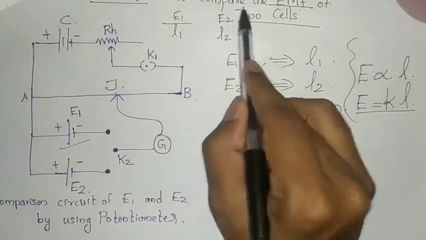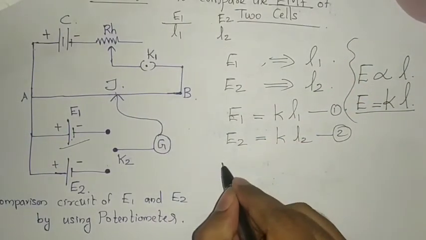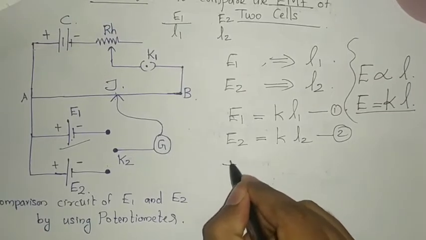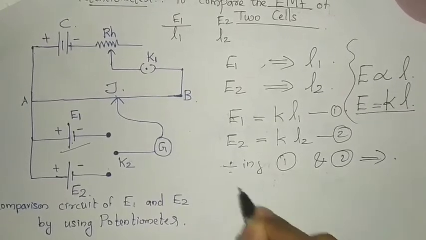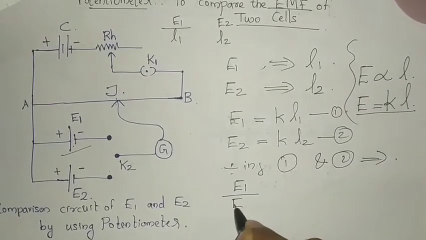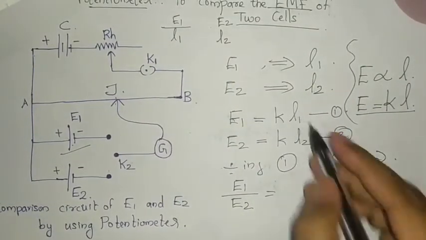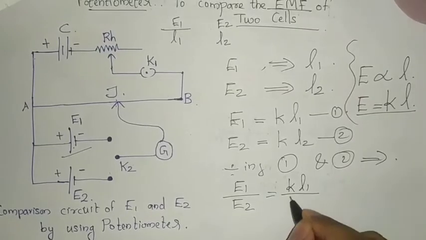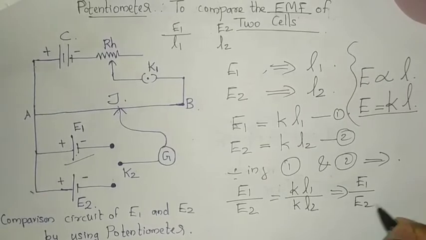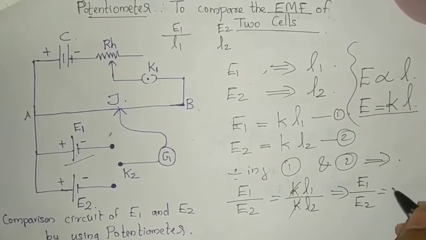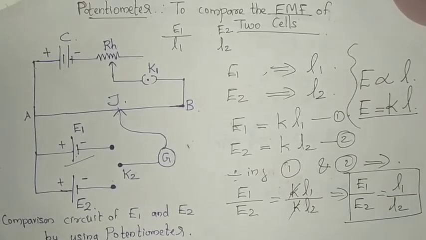Look at the question: to compare the EMF of two cells. For doing a comparison, we should find the ratio, so dividing equation 1 by equation 2, we will get the comparison. E1 divided by E2 will be equal to KL1 divided by KL2. K and K cancel out, and the final answer is E1 by E2 equals L1 divided by L2. This is the desired equation.